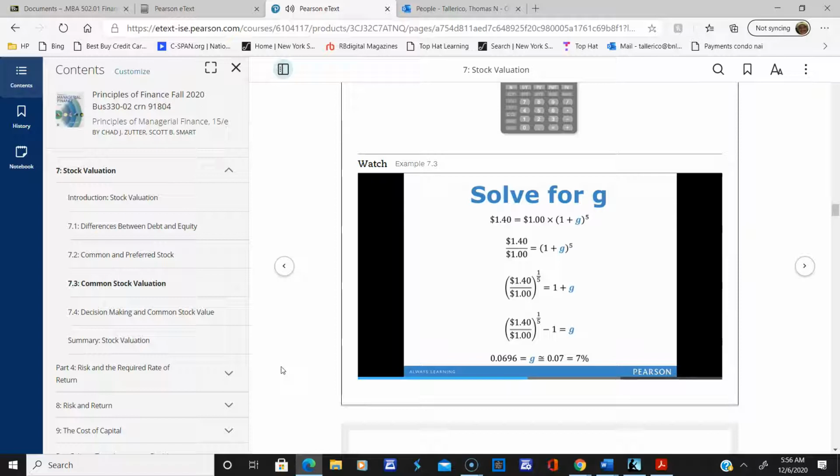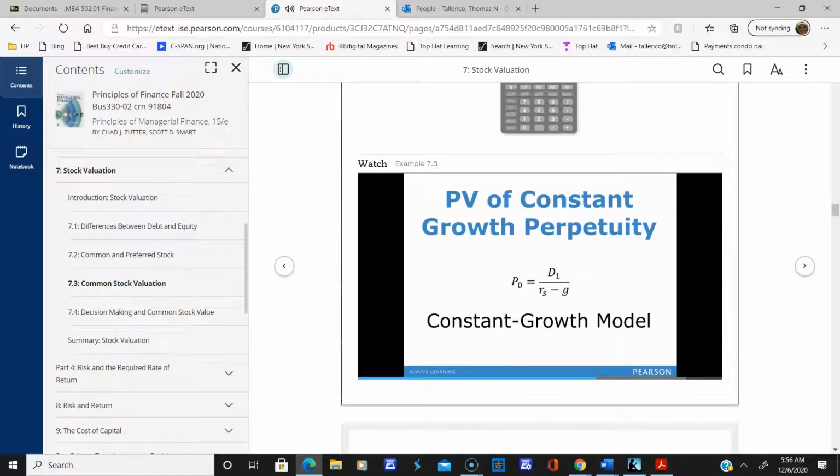Algebraically, G can be isolated by first dividing both sides of the equation by the 2014 dividend of $1, then raising both sides of the equation to the 1/5 power, and finally subtracting 1 from both sides of the equation. Solving the left-hand side of the equation, G is found to equal 0.0696, or approximately 7%. Thus, the growth rate in Lamar's dividends is about 7% per year.